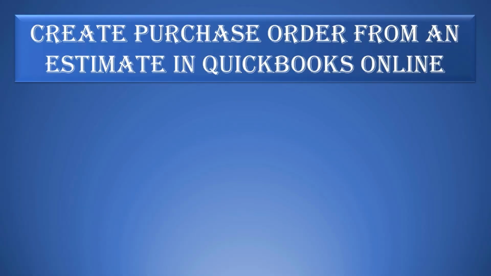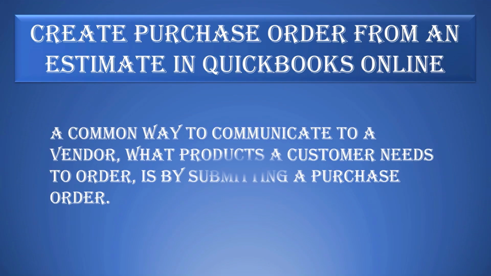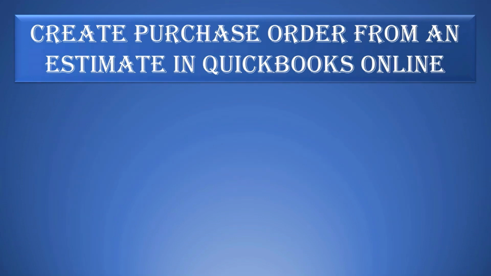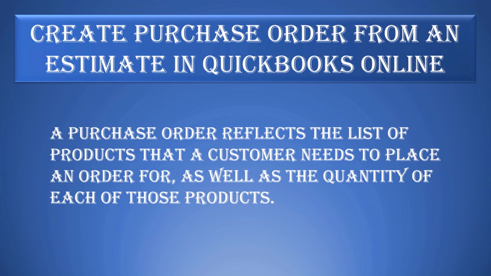Let's say you need to order products for your business from a vendor. A common way to communicate to your vendor which products you need to order is by submitting a purchase order. A purchase order reflects the list of products that you're looking to place an order for, as well as the quantity of each of those products.